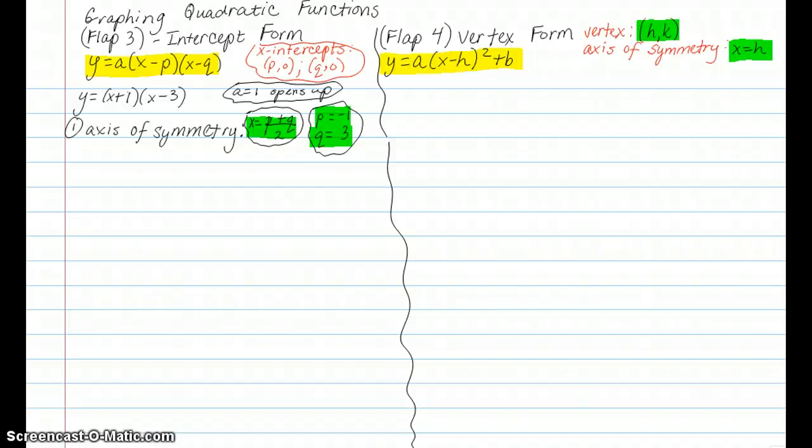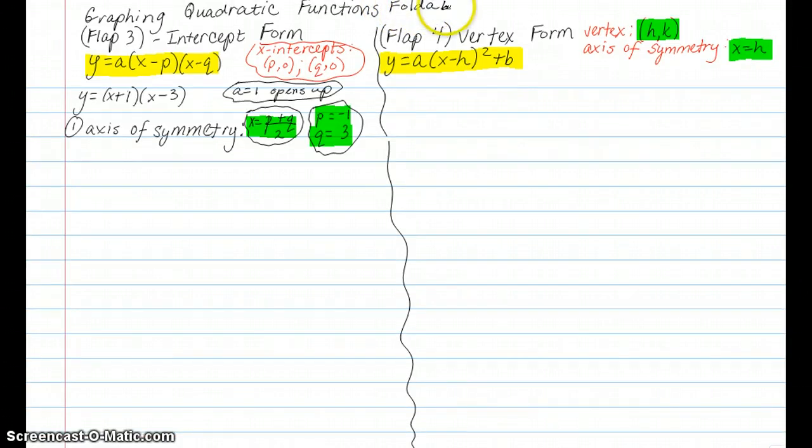Okay, we're going to continue with the graphing quadratic functions foldable notes. This is going to be flaps 3 and 4. And then, under the intercept form, flap 3, which is from chapter 5.2. I forgot to have you write that on the front flap, but I'll have you do that now.